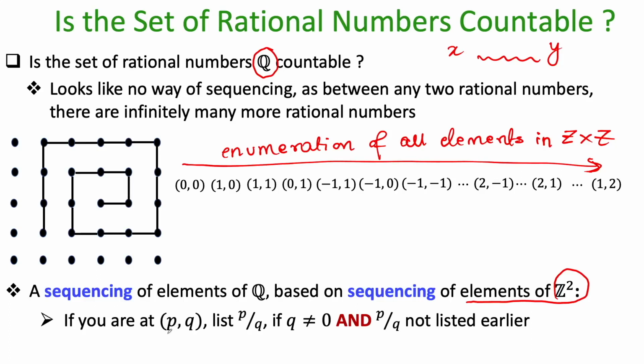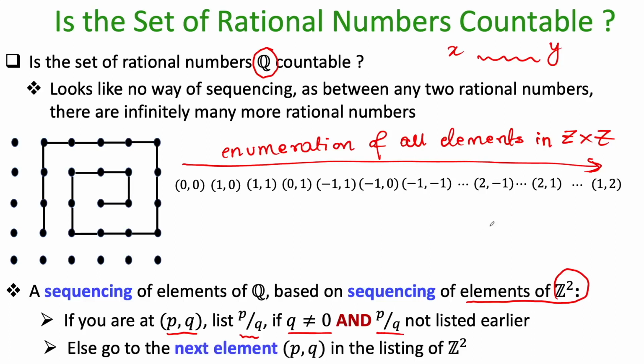If you are at a point p comma q, then you list down the rational number p over q in your enumeration, provided q is not 0, because if q is 0, definitely that's not a rational number, and the rational number p over q is not listed earlier as per your enumeration. Else you go to the next element p comma q in the listing of Z square. That's the idea. So what I am saying is demonstrated as follows.